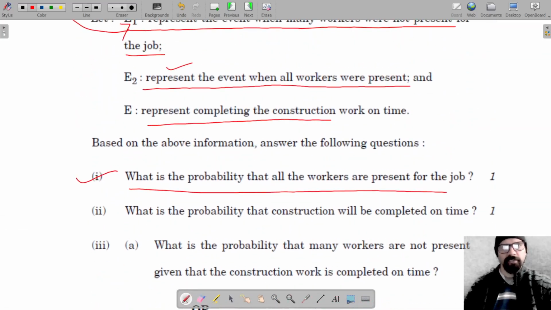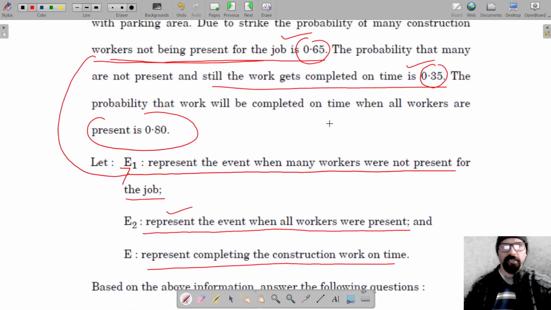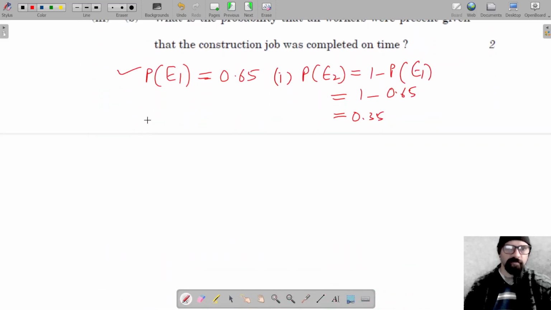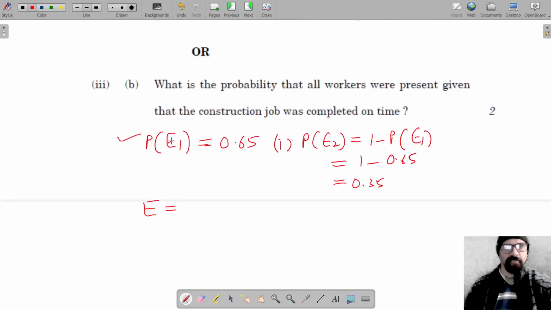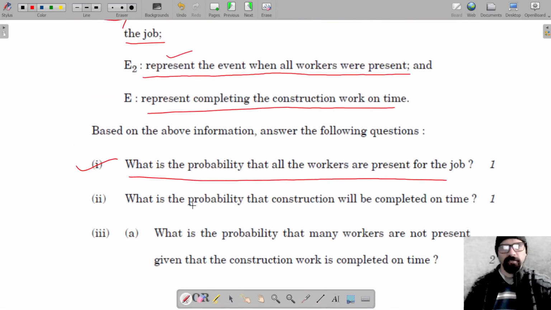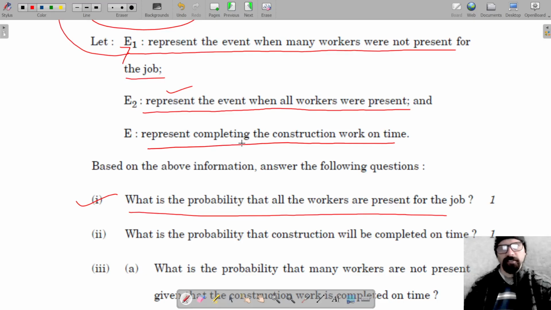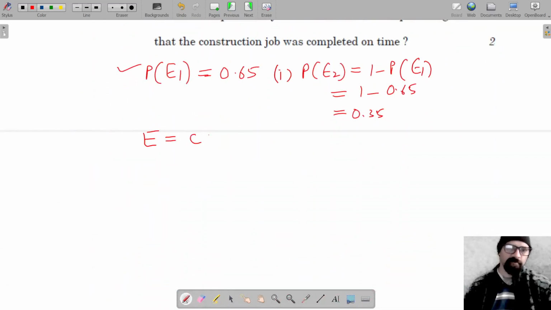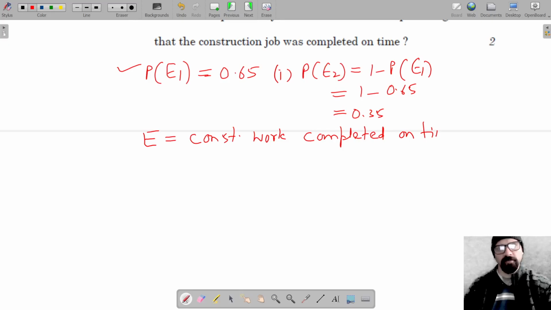E represents completing the construction work on time. And the probability that construction work will be completed on time when all the workers are present is 0.80. So E is the event that construction work is completed on time.